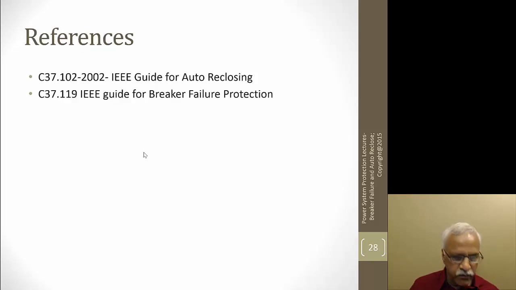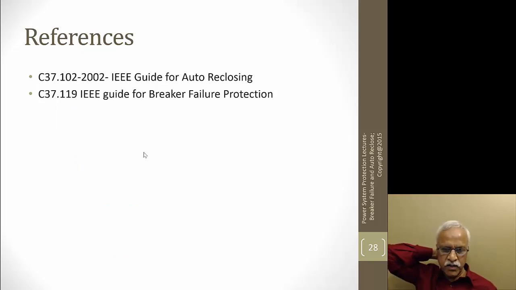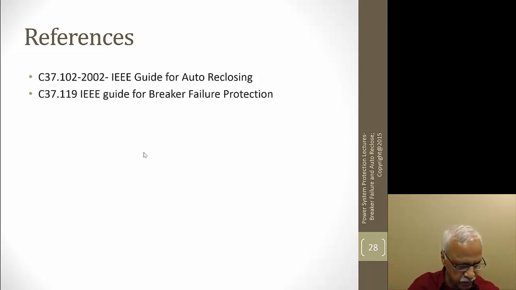So the references for this are C37.102. There must be a later version, and C37.119 is going through revision right now. One is for the auto-reclosing and one is for the breaker failure sectionalizing. Please do refer to these, and thank you.